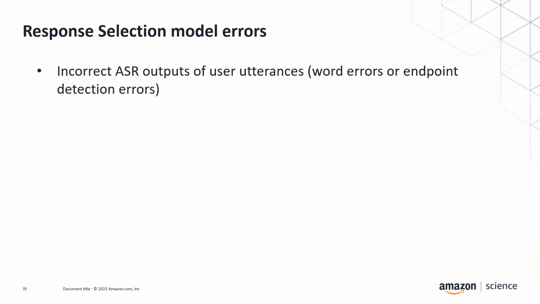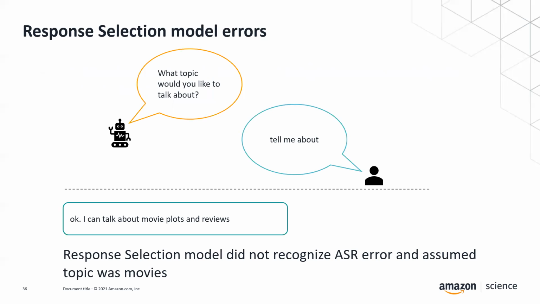Some errors that our response selection model isn't capturing are incorrect ASR outputs of user utterances, where incorrect ASR outputs could be either word errors or endpoint detection errors. An example of this is if the system is asking the user, what topic would you like to talk about? And the user says, tell me about. Here there's an endpoint detection error because we don't see the full user utterance.